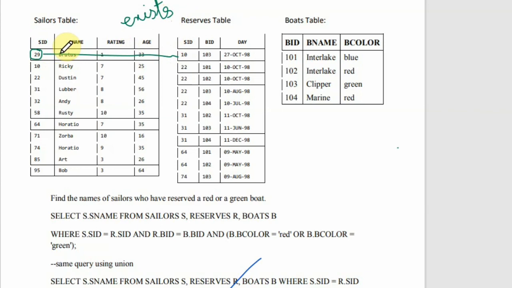So 29 is compared with 10, no match. 22, no match. 22, no match, and so on, no match, no match. So what happens? This is EXISTS or not? This is returning a false. EXISTS returns true or false. For the first SID there is a false, meaning that this will not appear in the result.